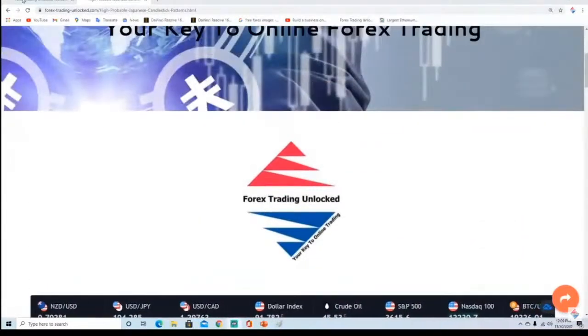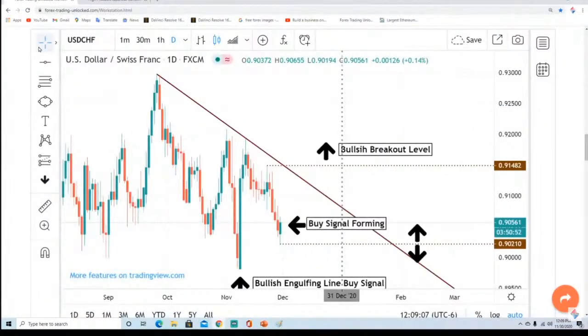One of the reasons you want to read this book is so you can learn how to trade these signals. Now if you look at the US dollar Swiss chart from recently, we had a bullish engulfing line buy signal that occurred back on November 9th. We also have a buy signal forming today. The trading day is not over yet, but if this market settles where it's at or higher, that would complete either a piercing line or another bullish engulfing line buy signal.